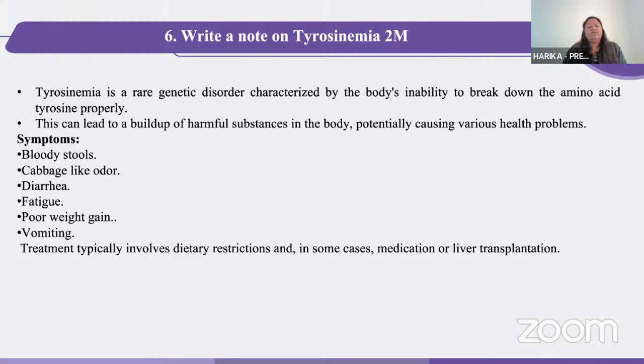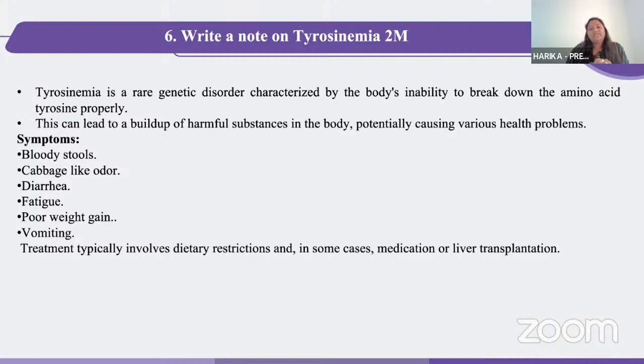Next question, write a note on tyrosinemia. Tyrosinemia is a rare genetic disorder characterized by the body's inability to break down the amino acid tyrosine. If our body is not breaking down the amino acid, and it gets accumulated in our body, the person might suffer from tyrosinemia. Whenever an amino acid gets accumulated, it becomes toxic, and that toxicity leads to different kinds of health problems.